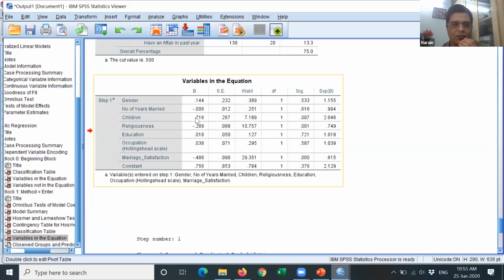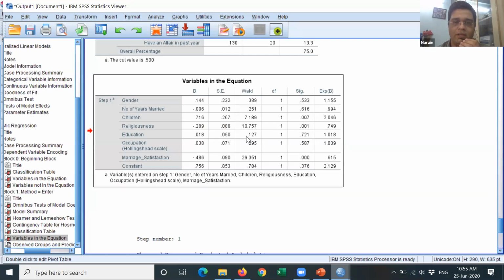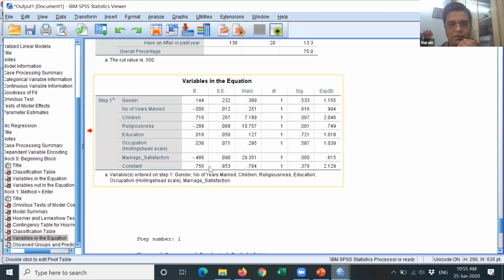Children is having a positive relationship with the probability of indulging into an extramarital affair, and it's also significant. Religiousness is negative and significant. Marriage satisfaction is negative and significant. All other variables are not coming up as significant. So I'm again getting a similar result, whether linear probability model or Probit model or a Logit model.